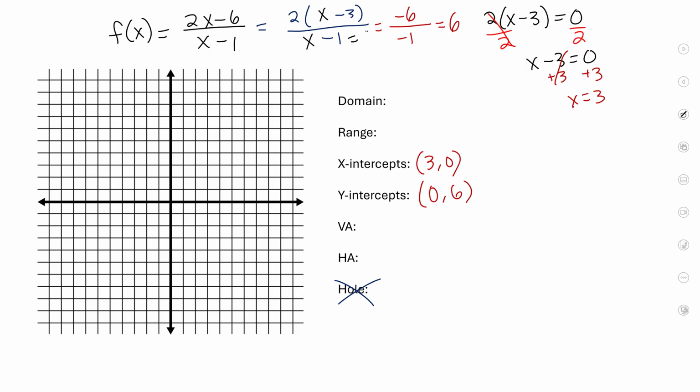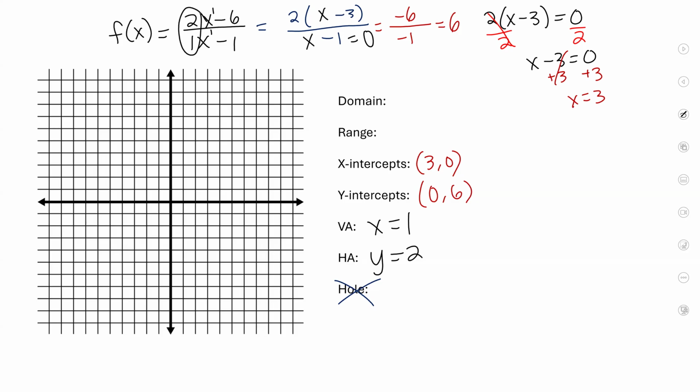Set this equal to 0, solve it, you'll get x equals 1. Horizontal asymptote. Is it bigger on top, bottom, or the same? It's the same. This is x to the power of 1, x to the power of 1. So guys, what is it? Yep, y equals 2, because you get 2 over 1, which is 2.